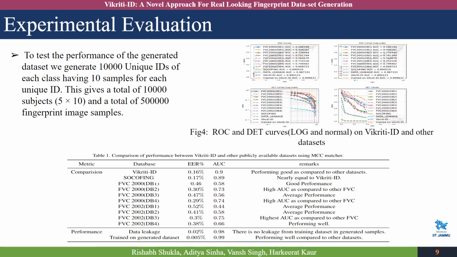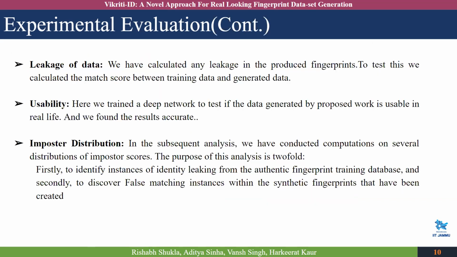In the given table, table 1, we can see the EER and AUC scores for Vikriti-ID and the SOCOFing data set. We also tested for data leakage and trained on the data set. So we can see that the model is performing well compared to other data sets. Data leakage is when we train a model with some type of data set and the data set has some type of leakage, which is not present here. And we also check usability. These are the 3 top points which I discussed earlier: data leakage, usability, and imposter distribution.